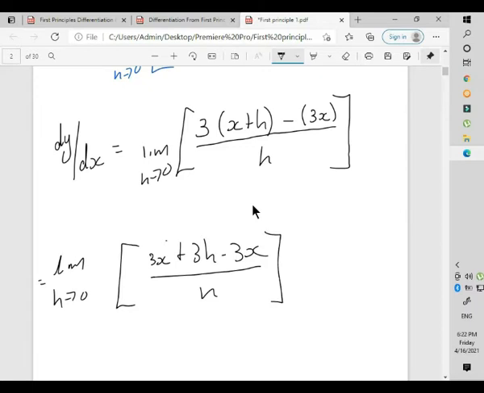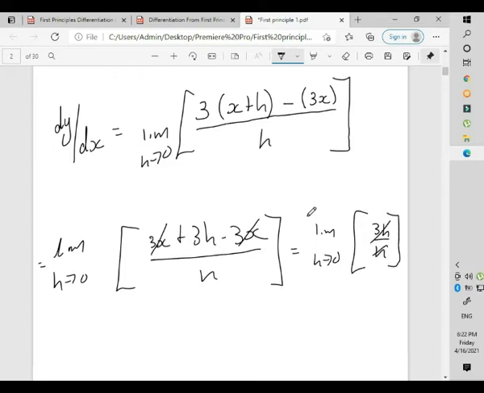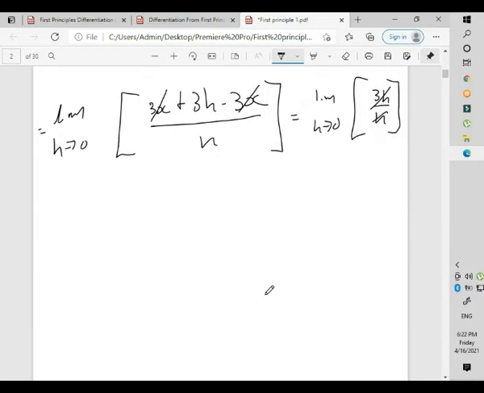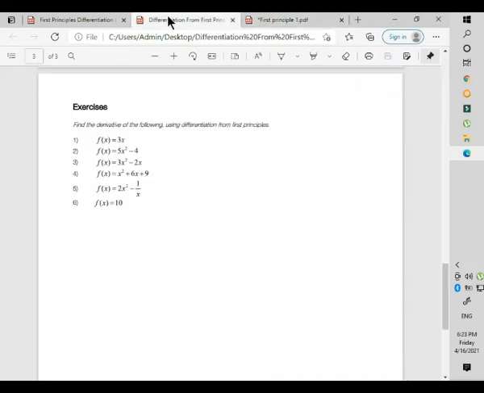You'll notice that the positive cancels out the negative, which is going to leave me with the limit as h approaches 0 of 3h over h. And looking here, the h is cancelled out, which means that my answer, or dy dx, for this is 3, just as identified earlier on.